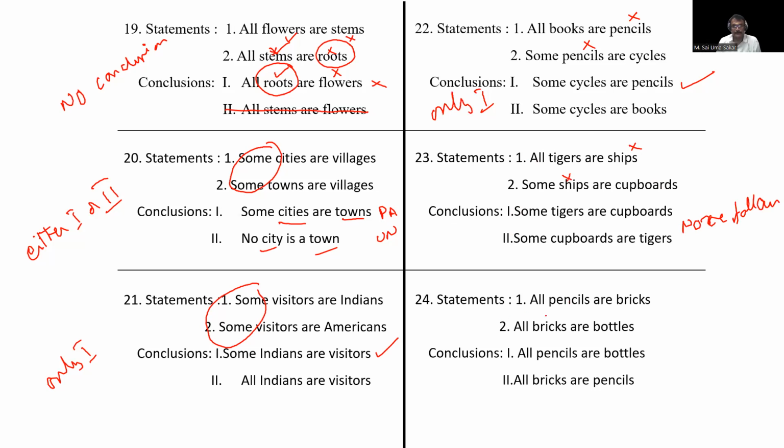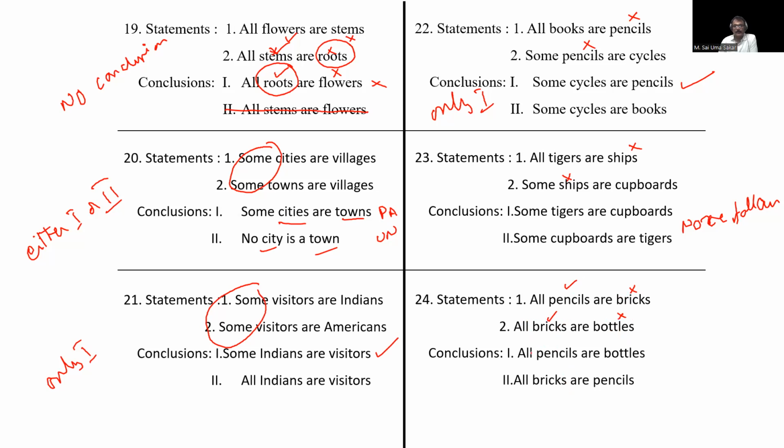Next, 24th. All pencils are bricks. Some pencils are bricks. Some bricks are pencils. No. All bricks are bottles. Some bricks are bottles. Some bottles are bricks. No. Next, what is the middle term? Bricks. Is it distributed or not?